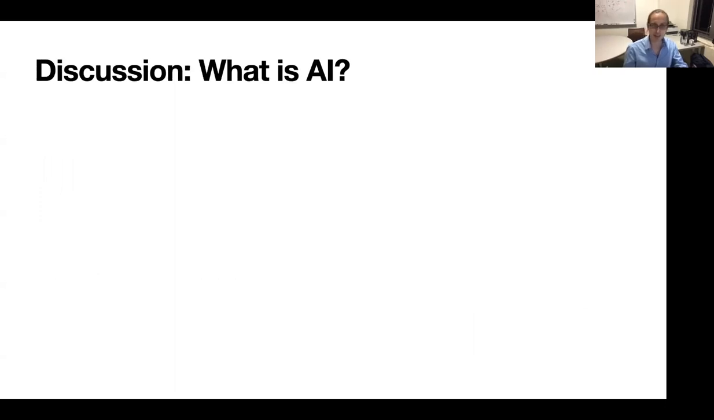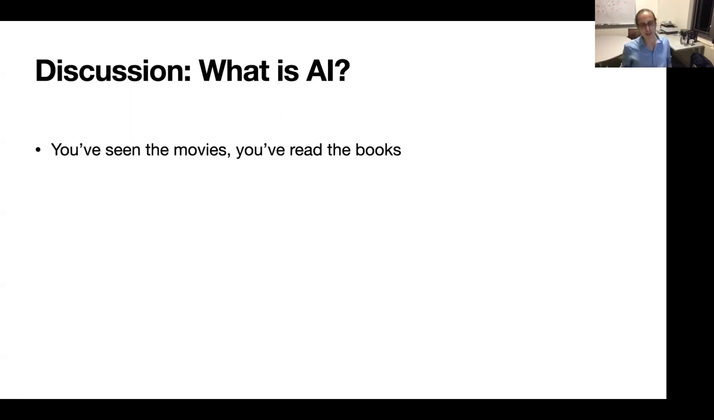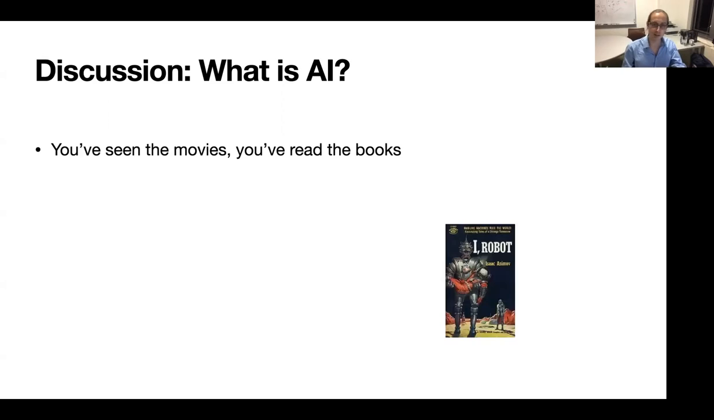So let's have a discussion. What is AI? What is artificial intelligence? You've seen the movies and you've read the books. I suppose you've read I, Robot by Isaac Asimov, a famous book from the 60s, if I'm not mistaken. Robots had three rules they had to obey: always protect human beings, protect themselves from harm, and so on.